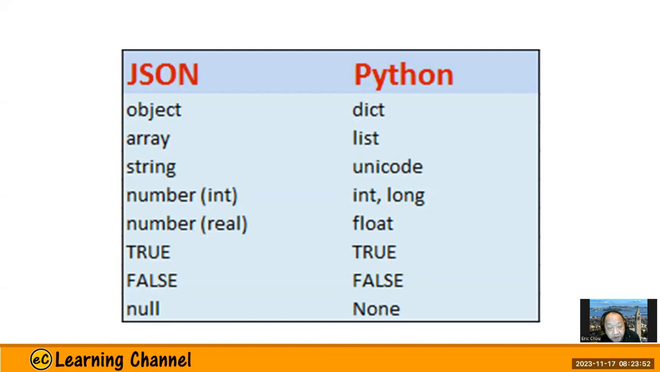Python string is similar to JSON string. Python's number, integer, or long are similar to the number integer in JSON. Float is similar to the real number in JSON. True and false are also the same, except that JSON uses lowercase.